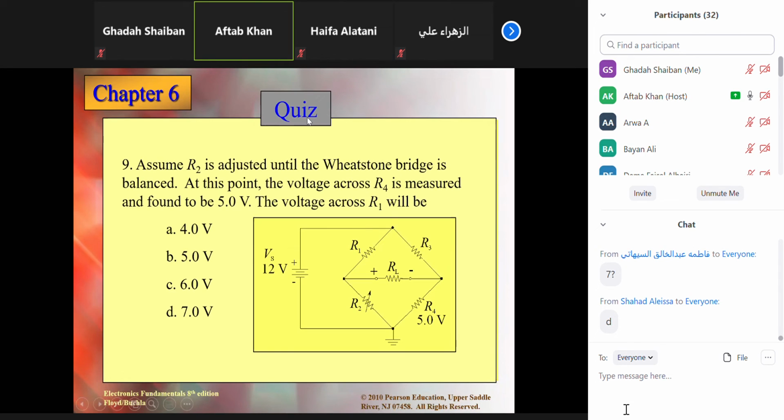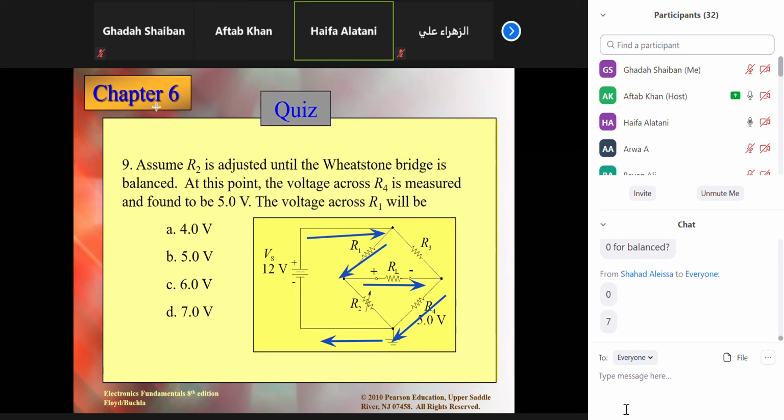But how much is the voltage drop across RL if we apply the same path? How much is the drop across RL? Yeah, it is 0 because of the balance condition. It is 0. So 12 minus 0 minus 3, you can get it. And how much is the answer? 7 volts. Yeah. Okay.